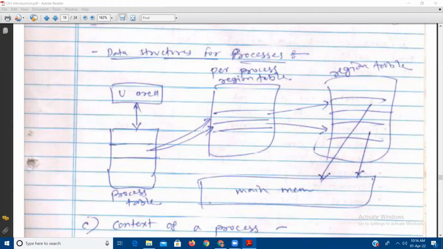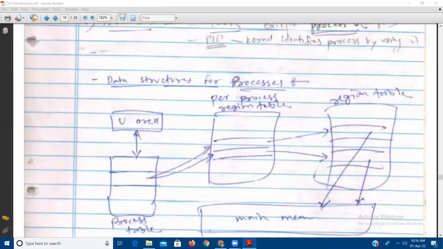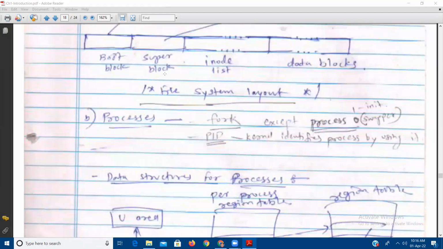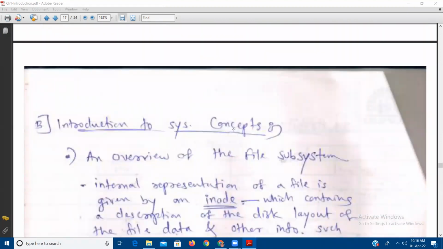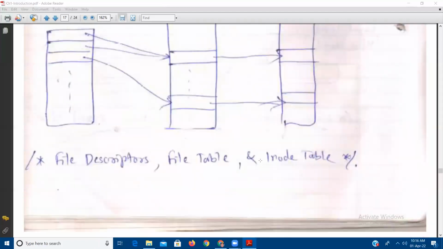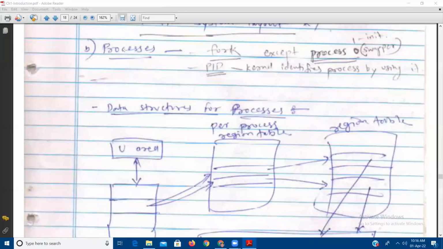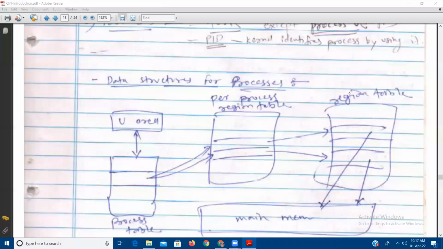Okay. So first of all, draw these structures, all of you. I hope you have noted the point. Processes is the second point under the main point, introduction to system concept. Under that, the first point was the overview of file system, which we discussed yesterday, and today we are discussing processes. So how the process is created with the help of the fork system call, how it is identified with the help of the PID number, which two are the main processes inside Unix: swapper and init. Swapper is also called process 0, init is also called process 1, and then draw the kernel's data structures for processes.